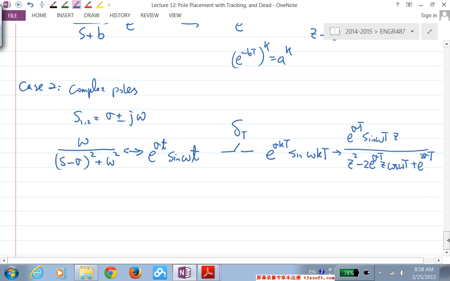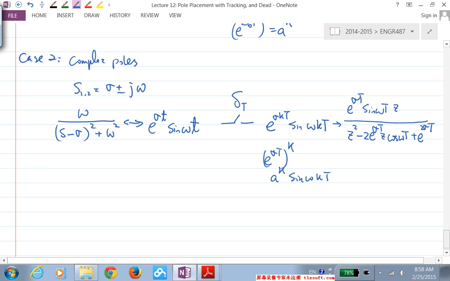If I don't like the e, I can do a little bit of simplification here. For this quantity, we can write it as e to the power of sigma T, to the power of k. So I can let e to the power sigma sampling time equal a. So this is a to the power of k, sine omega kT. Same thing, just replace the e to the power sigma T with a.